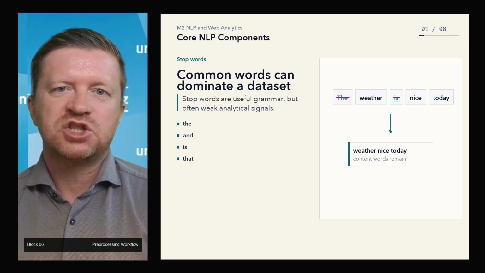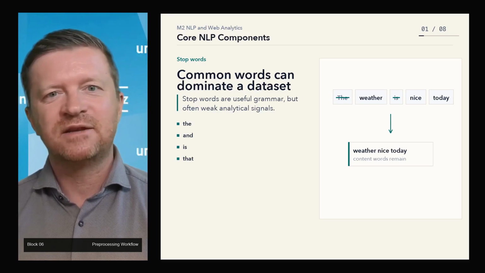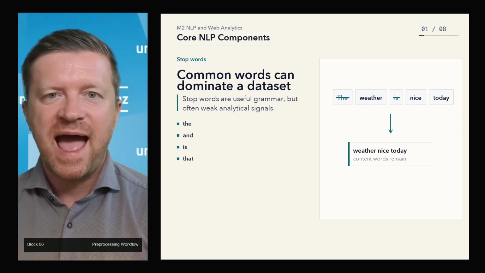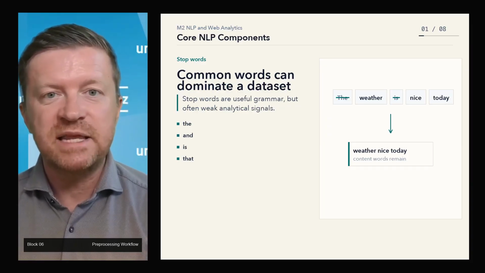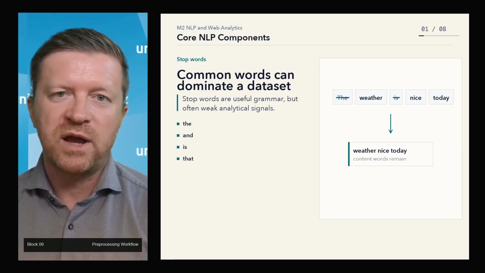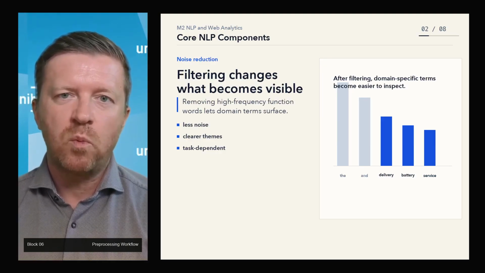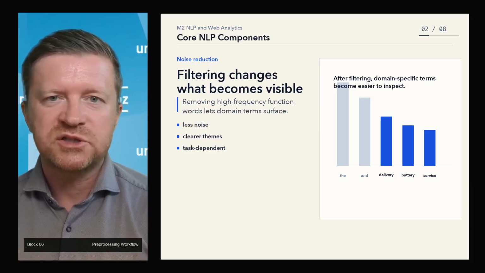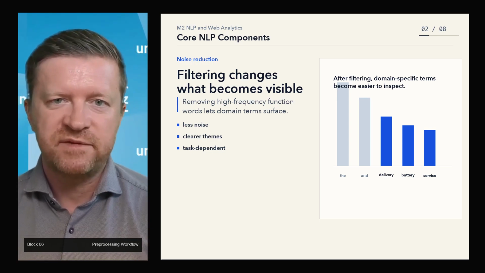The next component is stop word removal. Stop words are common words that often add little analytical value in a particular task. In English, examples include the, and, is, there, and that. These words are grammatically useful, but they may not help much when we are trying to identify the main themes in a dataset. The reason to remove stop words is to reduce noise. If we are analyzing thousands of reviews, we usually do not want the most frequent words to be the and. We want the terms that carry more domain-specific information.